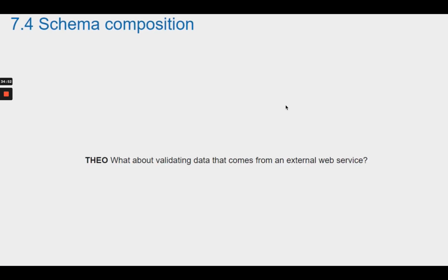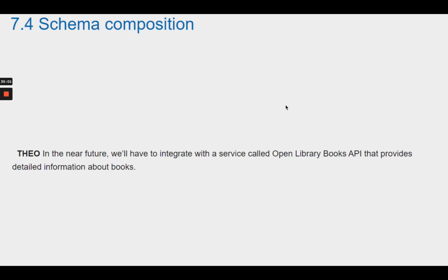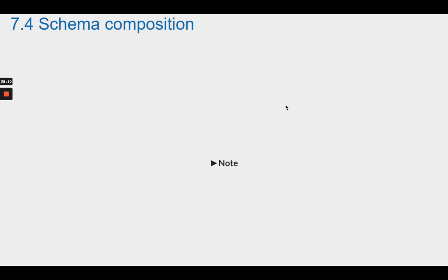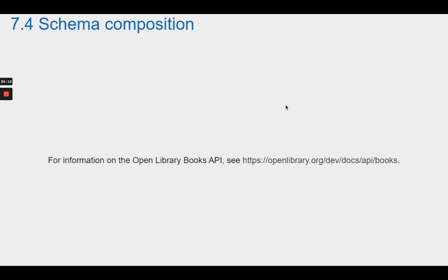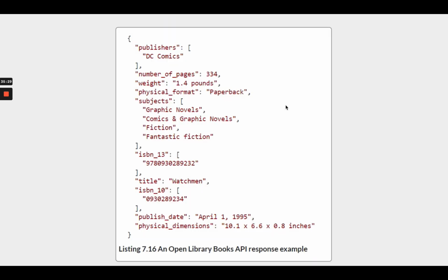Section 7.4, Schema Composition. Theo: What about validating data that comes from an external web service? Joe: Can you give me an example? Theo: In the near future, we'll have to integrate with a service called Open Library Books API that provides detailed information about books. Note: for information on the Open Library Books API, see openlibrary.org/dev/docs/API/books. Joe: Can you show me, for instance, the service response for Watchmen? Theo: Sure, here you go.